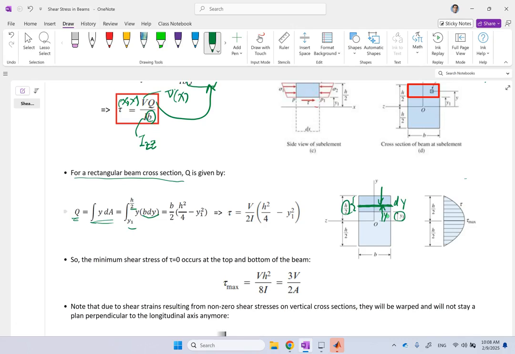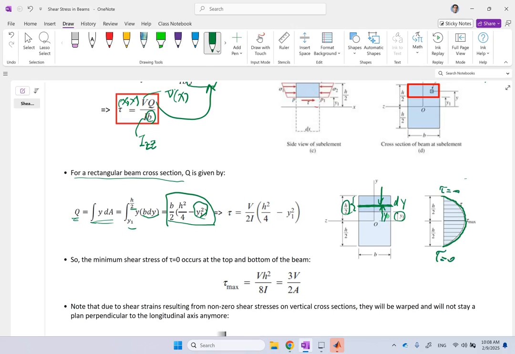And clearly it's going to be a quadratic term, and as you can see, this is going to be your Q. It depends on y1 squared in a negative manner. So at y1 of 0, it's the maximum, and at y1 of h over 2, it's minimum, which is 0. So shear stress changes quadratically with respect to y. At the neutral axis it is max, and at the very top it is 0.